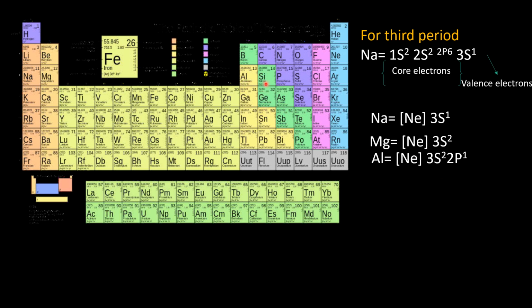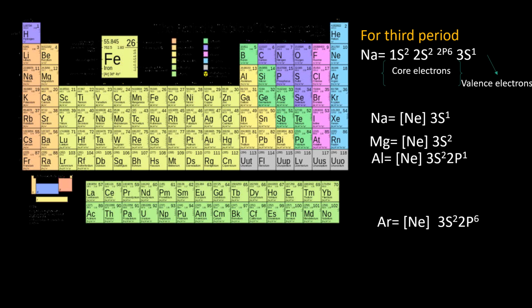When we go to silicon we have neon 3s2, 3p2, and then 3p3, 3p4, 3p5 and so on. When we reach argon we have 3p6. So argon, which is the last element of the third period, has the electronic configuration neon 3s2 3p6. So as we go along the period in the periodic table, we can add the electrons into different orbitals.